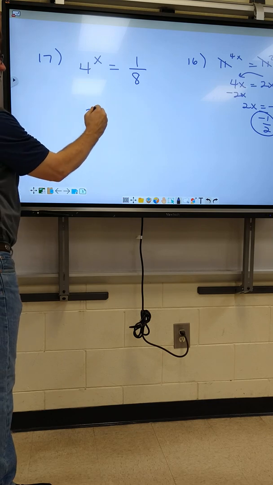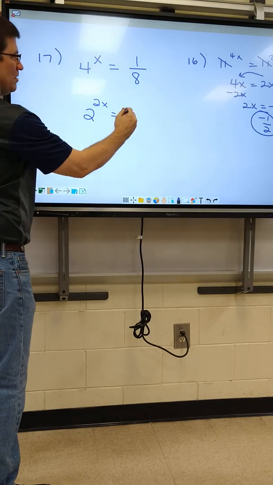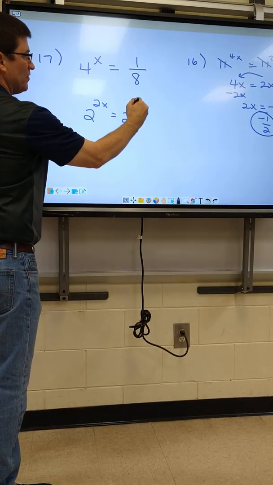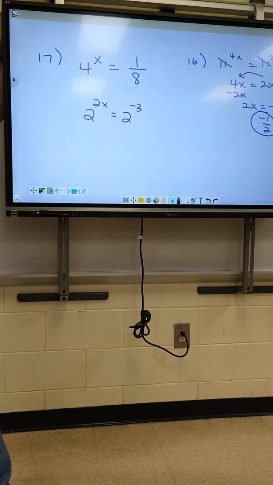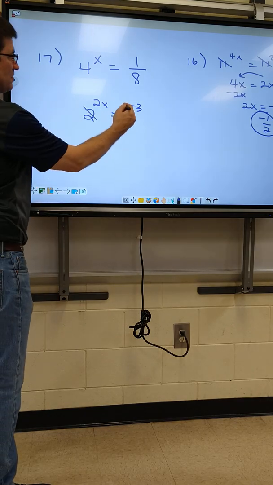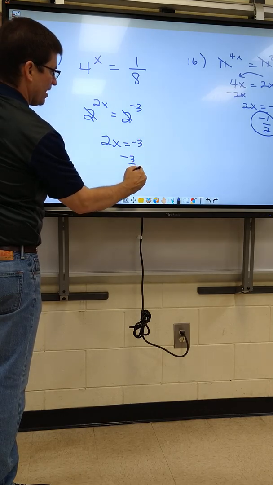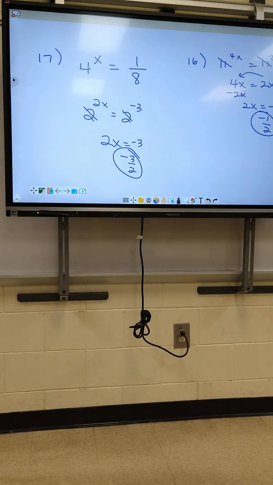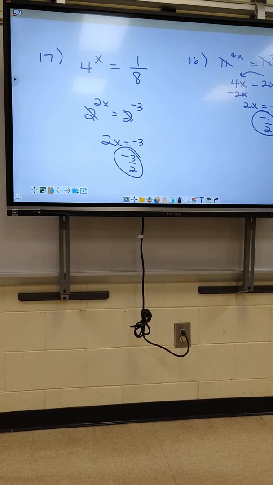All right, 4 turns into 2 squared. What does 8 turn into? 2 to the third. And when I move it up, it'd be 2 to the negative third, right? All right, so yeah, it looks like it's gonna be a negative. Mark out your 2s. 2x equals negative 3. I got negative 3/2, but on my sheet last year I had positive 3/2. Sorry, Adam, I don't know why I did that. I guess I just missed it. There you go.